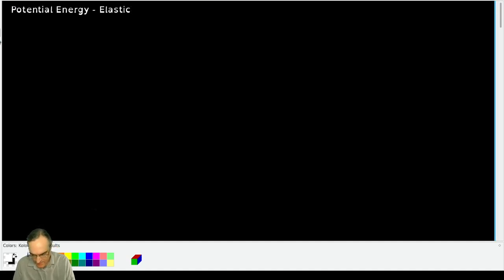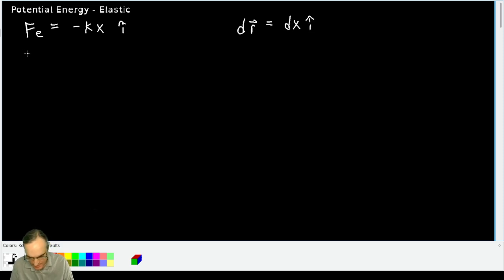Okay, we're talking about elastic potential energy this time. So as a reminder, the elastic force looks something like minus kx in the i hat direction. So we're going to think about our displacement as being something like dx, also in the i hat direction. So first, we'll find the work.